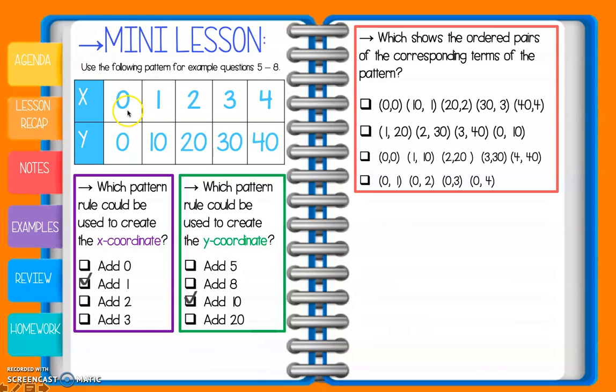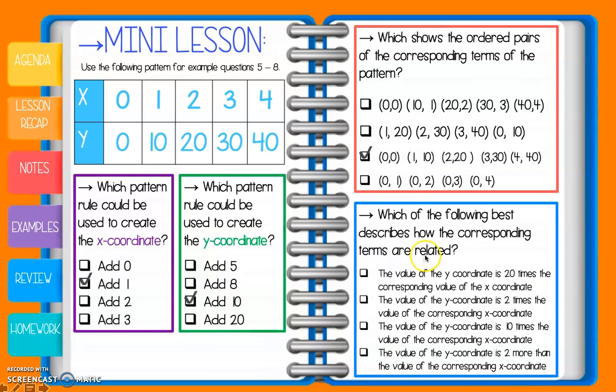Okay, so our first ordered pair is going to be a 0, 0. But beyond that, then we have a 1 and a 10. We have a 2 and then a 20, a 3 and a 30, and then a 4 and a 40. So the only ordered pair set that matches that is this one right here. We have 0, 0, 1, 10, 2, 20, 3, 30, and 4, 40. Those are our correct ordered pairs that have the x first and the y second.